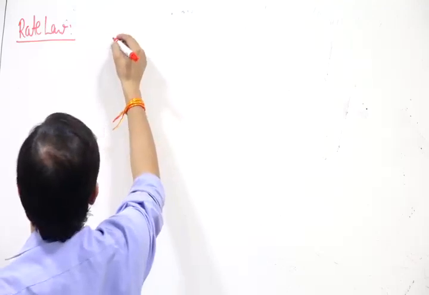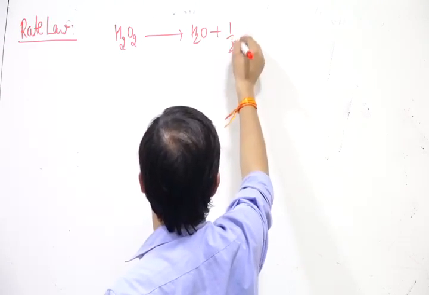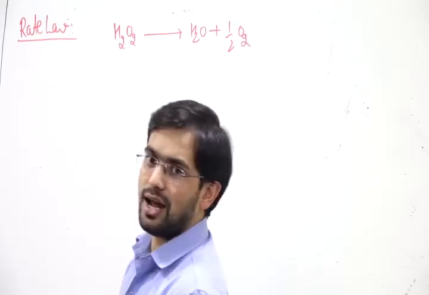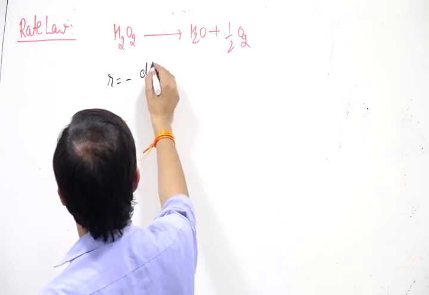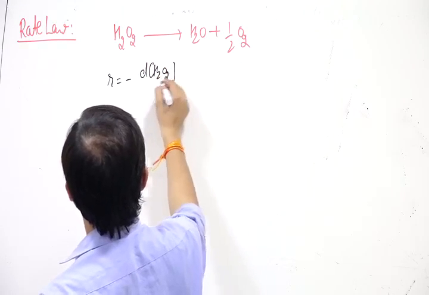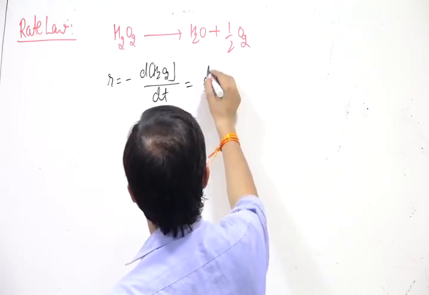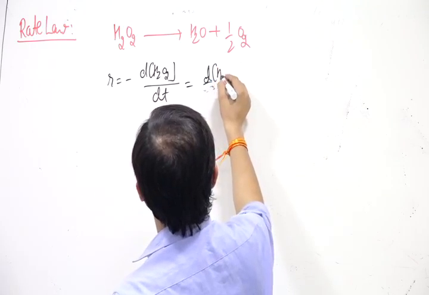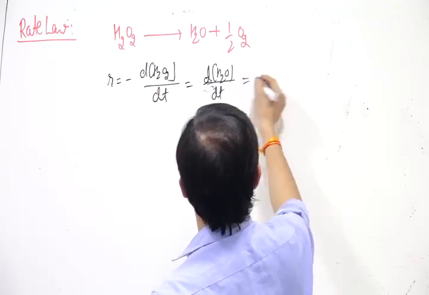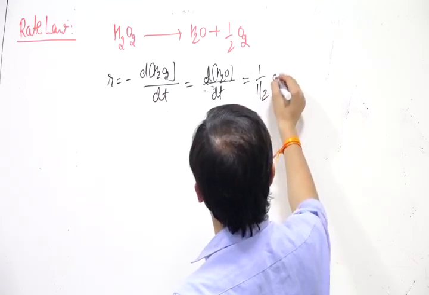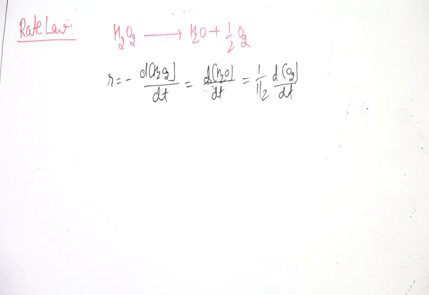Now, if you take a reaction such as H2O2 gives rise to H2O plus half O2, and if you write the rate, it's the same thing. So you will write R equals minus d of H2O2 by dt, equals d of H2O by dt, equals 1 by 2 d of O2 by dt. This is the equation I can write.